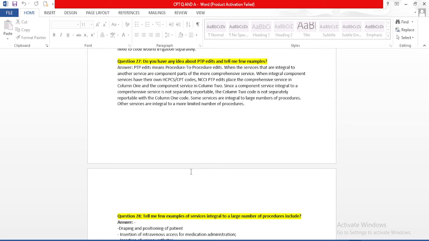Some services are integral to a large number of procedures. Other services are integral to a more limited number of procedures. So basically, PTP edits means procedure to procedure edits. So here, as usual, whenever we have a more comprehensive procedure, we need to code the more comprehensive procedure rather than the two less comprehensive procedures.